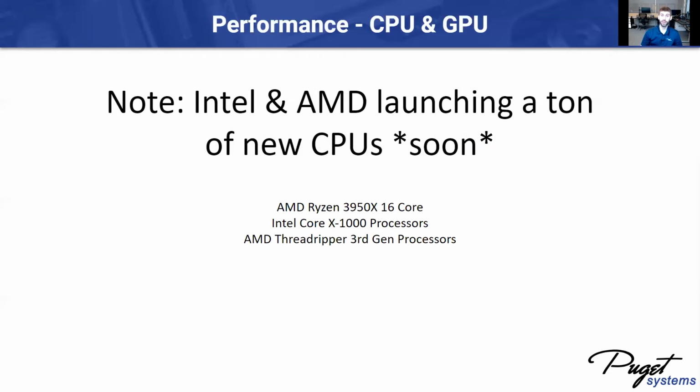Do note though that AMD and Intel are launching a ton of new CPUs soon. I'm not sure what is publicly announced in terms of launch dates, so I'm just going to avoid any actual dates. But the 3950X is one of the Ryzen CPUs that AMD is launching soon. There's all new Core X10000 series processors coming out. There's new 3rd gen Threadripper stuff coming out. So a lot of these specifics might change in the coming months. Just check on our website if you want updates. The generalities of how After Effects uses the processor are not going to change. It's more the specific models that are available.